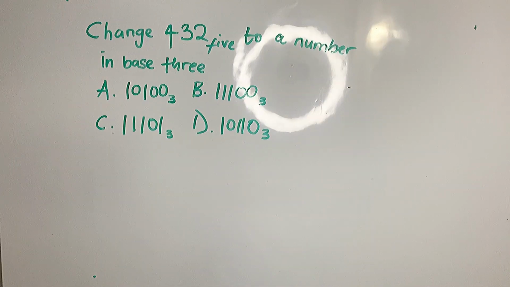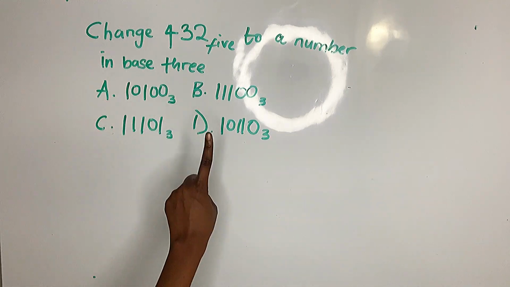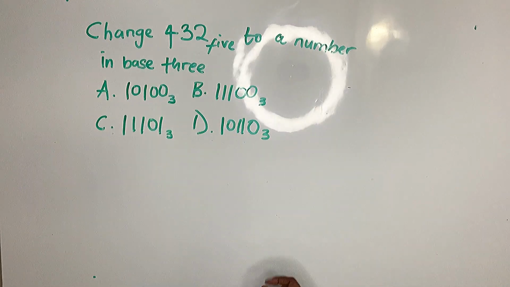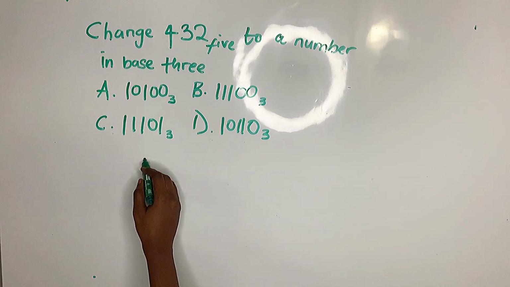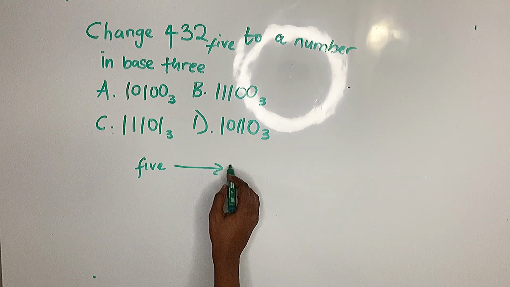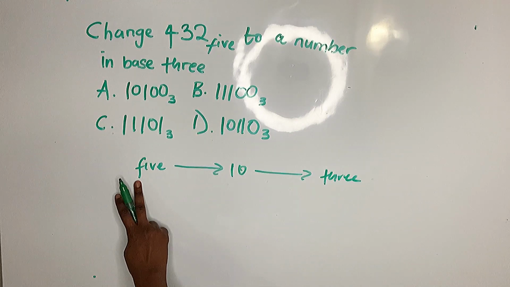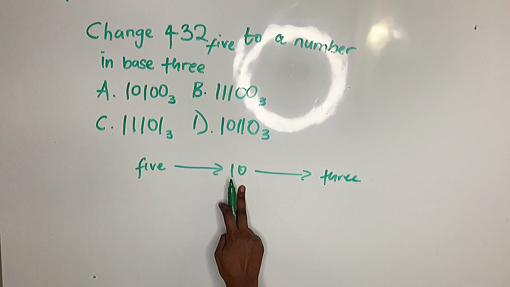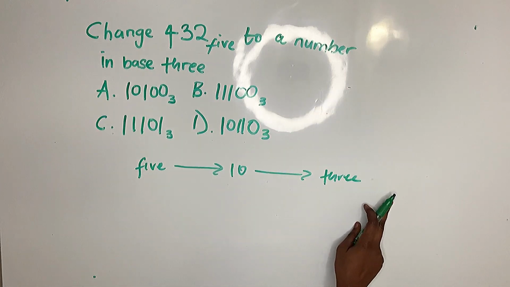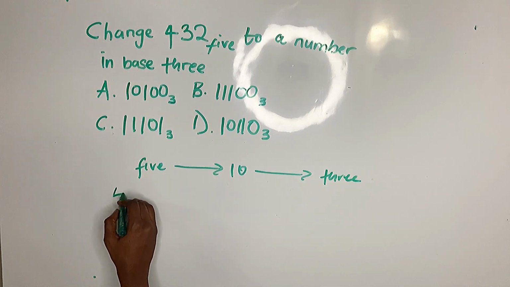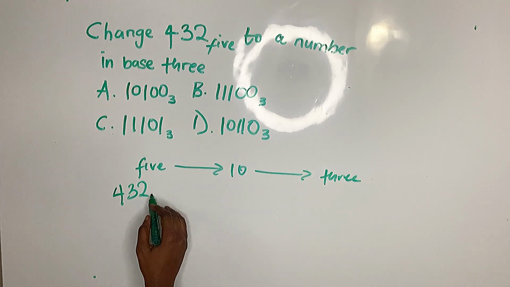Our first question says that we should change 432, which is a number in base 5, to a number in base 3. To do this, we have to first of all convert from base 5 to base 10, then we convert to base 3. To change a number from a particular base, you have to first change it to base 10 before you can change it to the other base. So let's start by converting 432, which is in base 5, to base 10.